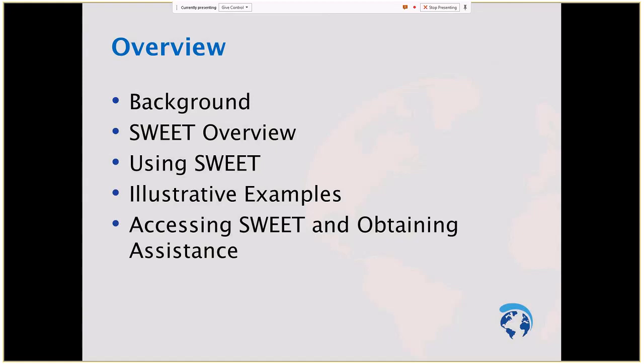So in this presentation I'm going to provide some brief background information to help you understand why we developed this tool. I will provide an overview of the tool, including a brief description of how it is designed and what its purpose is. I'll talk through some slides that explain how to use the tool, including some examples that help illustrate what types of scenarios you can analyze using SWEET. And then lastly, I will provide some information on how you can access SWEET and obtain assistance in using it.